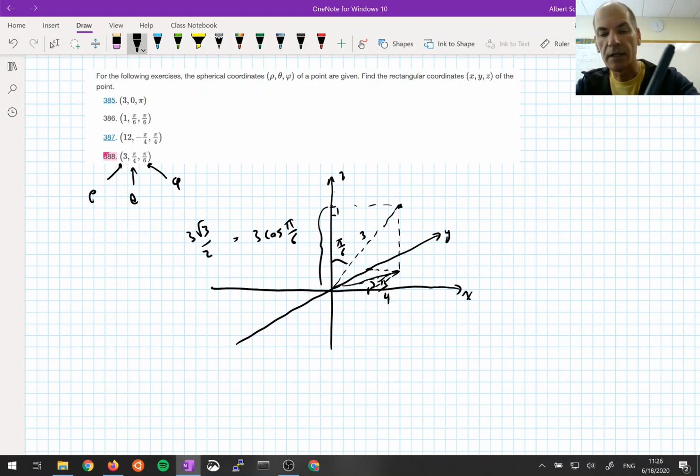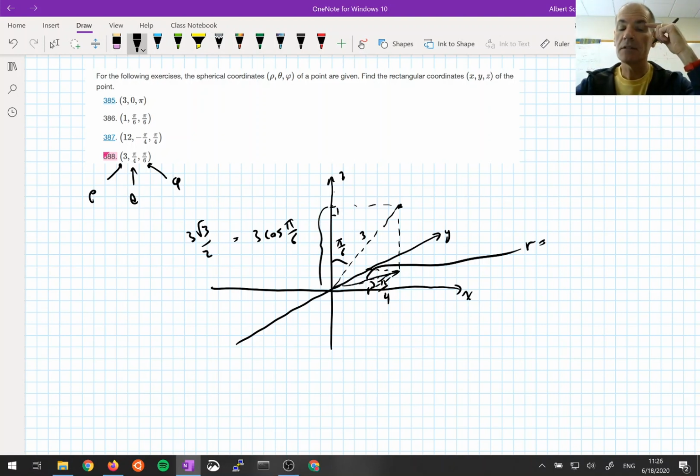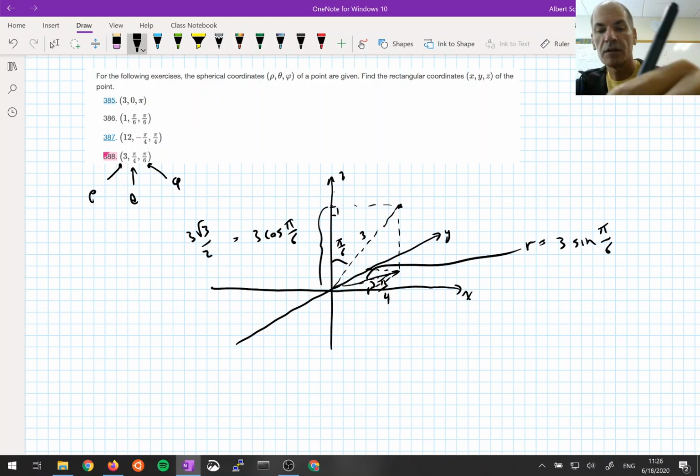A little bit more complicated. Let's figure out this distance, r. We know that distance r is going to be 3 times the sine of pi over 6, right? Because it corresponds to this distance up here. That's r.